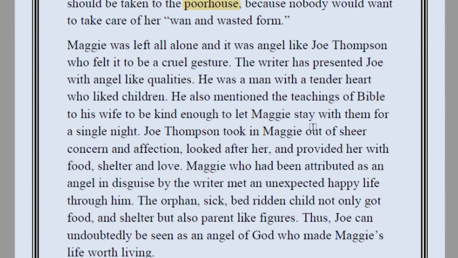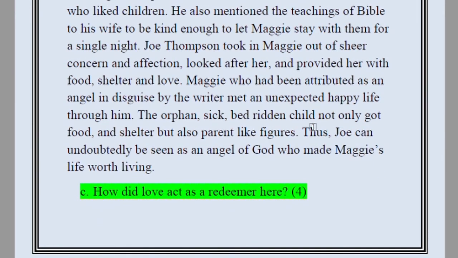Joe Thompson took in Maggie out of sheer concern and affection, looked after her, and provided her with food, shelter, and love. Maggie, who had been attributed as an angel in disguise by the writer, met an unexpected happy life through him. She got an unexpected happy life, isn't it? She would have died in that house without food or care. She would have been in the poorhouse, but no, she was nowhere in all those places. She got an unexpected happy family through whom? Through Joe Thompson. The orphan, sick, bedridden child not only got food and shelter, but also parent-like figures.